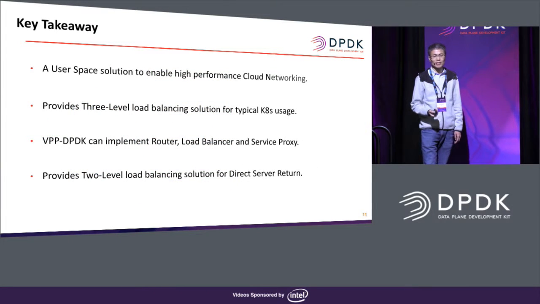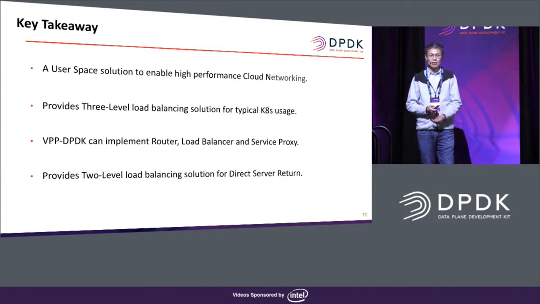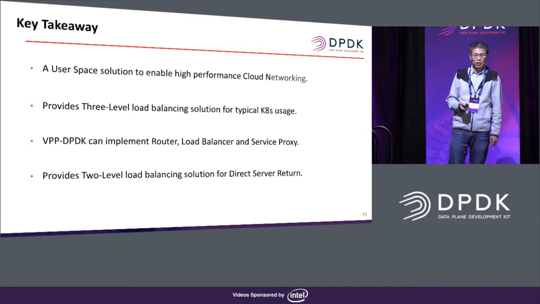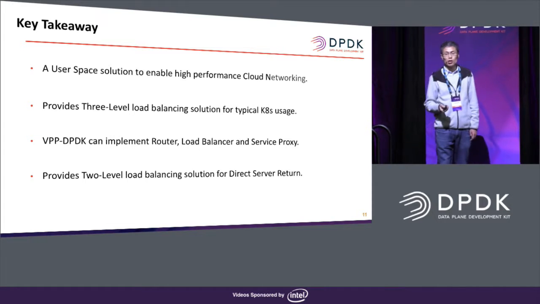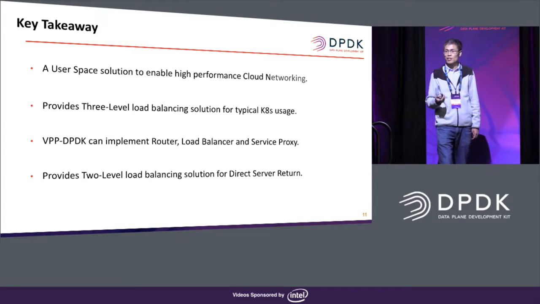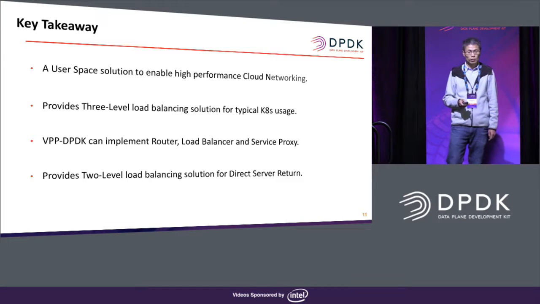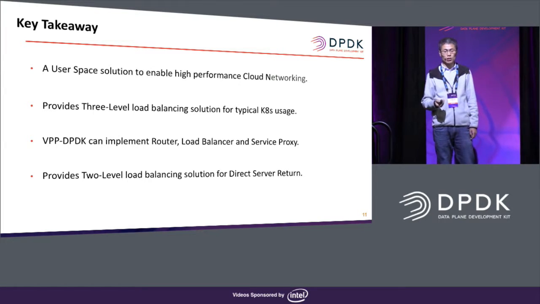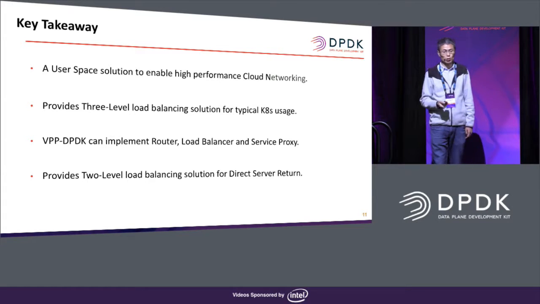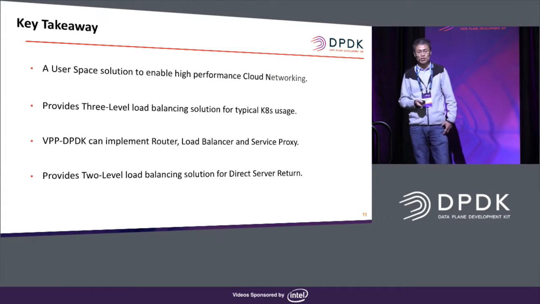Okay, these are the key takeaways. We provide a user space solution to enable high-performance cloud-native networking. We also provide a three-level load balancing solution for typical Kubernetes usage. So we explained the router load balancing and the service proxy based on VPP and DPDK. And we also provide a two-level load balancing solution for direct server return.